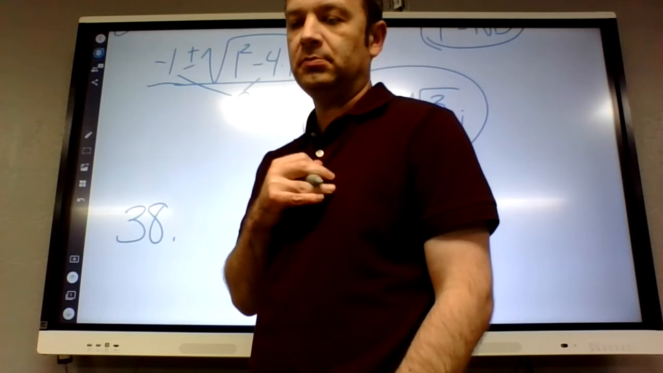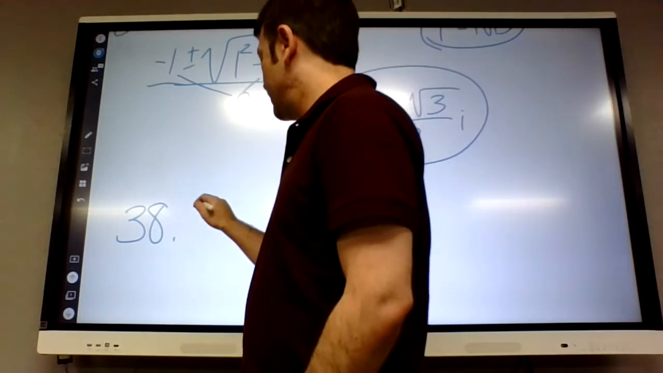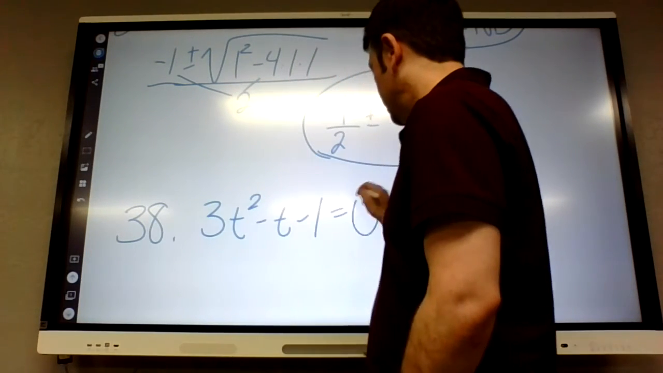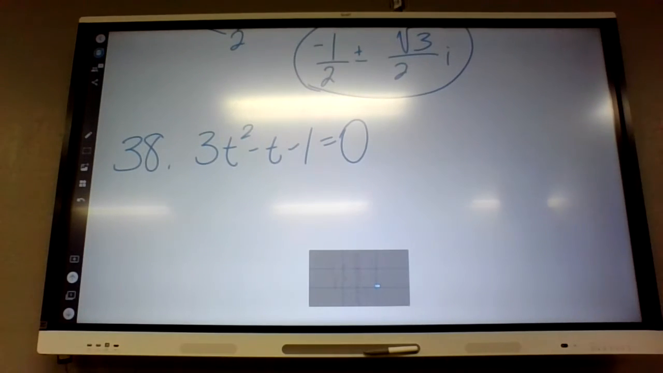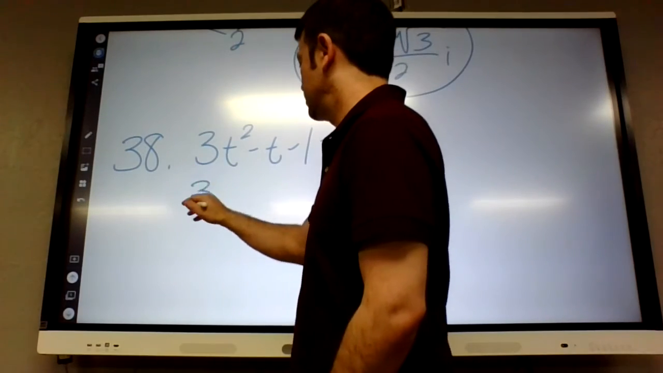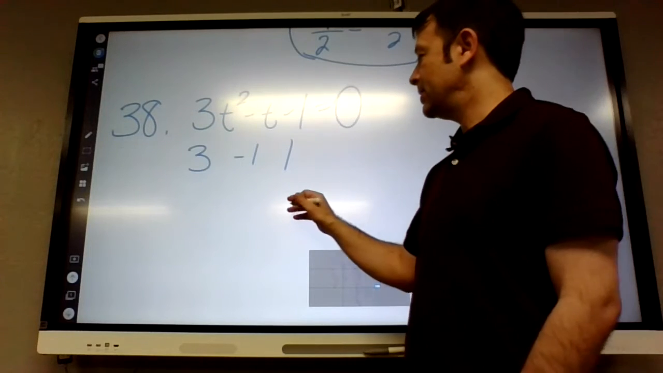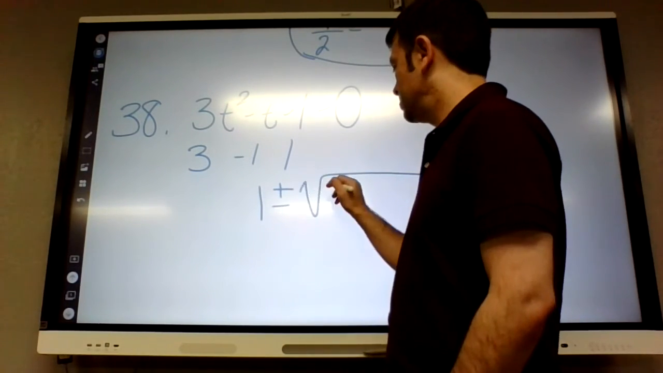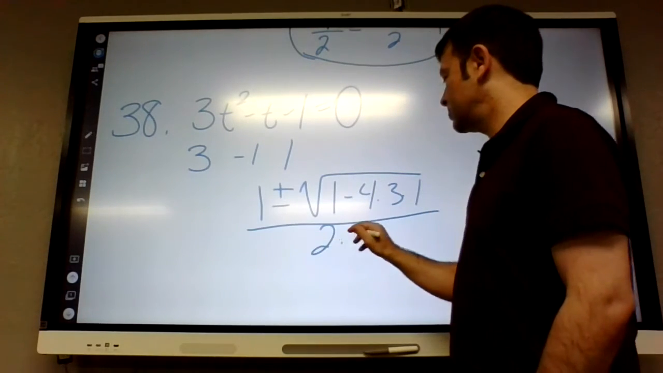Let me think. Oh, you move everything over. Move everything to the left. So 3t squared minus t to the left minus 1. Does it factor? No. So what do we have to do? Take the number 3, negative 1. Quadratic formula. ABC. Negative b is positive 1, b squared minus 4ac over 2a.